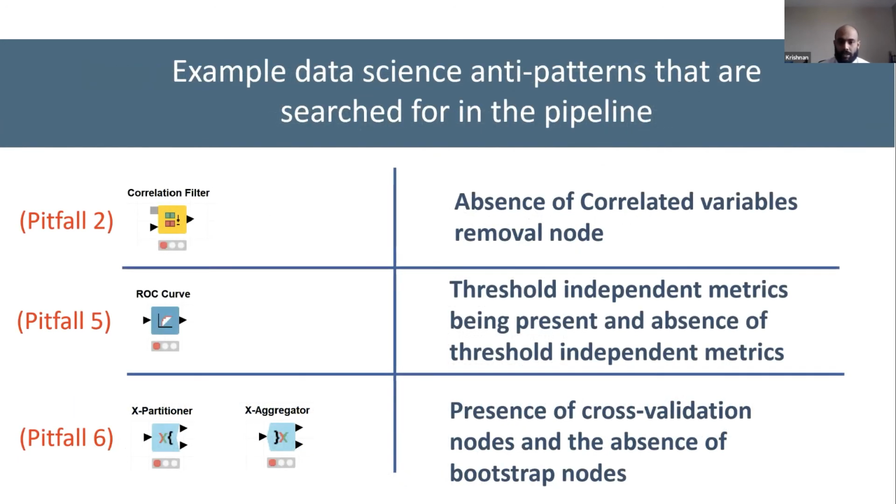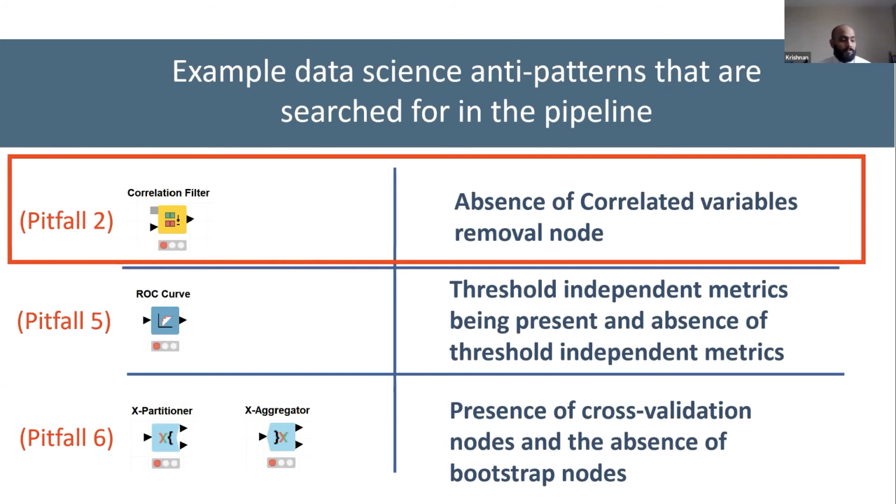Some example anti-patterns: to find pitfall 2, which was about correlated variables, we check if a correlation filter is present in the backward subgraph of a learner, which means that before the data is fed into the learner, the data should have gone through a correlation filter. Similarly, to see if threshold independent metrics are present, a ROC curve or some other threshold independent metric node must be present in the backward slice of the algorithm. Sorry, I misspoke. The correlation filter should be present in the backward slice, whereas the ROC curve should be present in the forward slice. Whereas for cross-validation, both the beginning and the end of cross-validation nodes should be present in both the forward and the backward slice, because the process starts and it loops over the machine learning model.